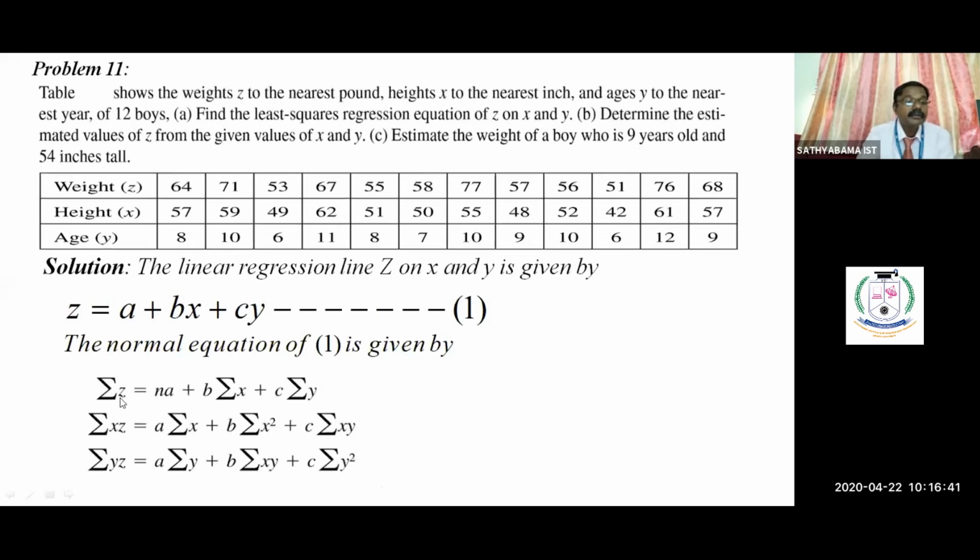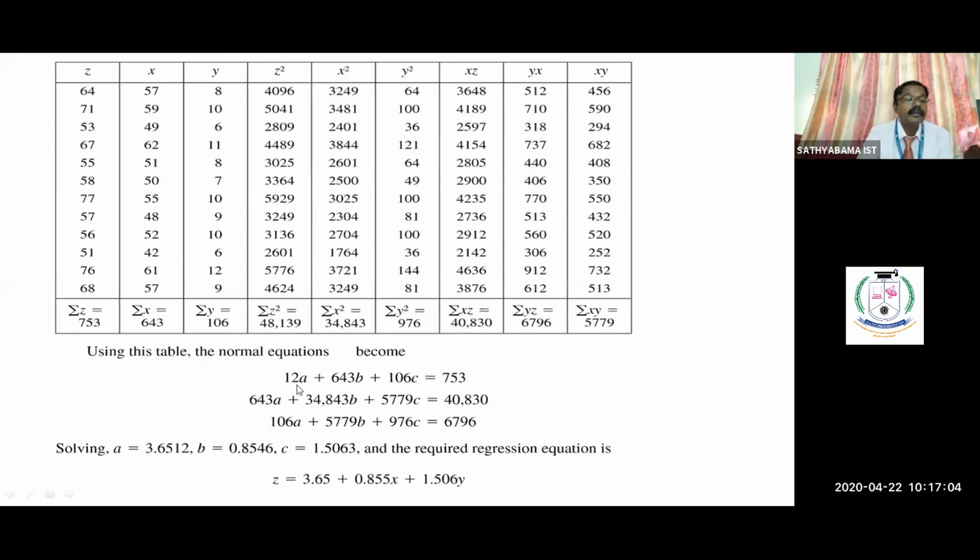After calculating all the values, we have calculated sigma Z. N is what? The number of data. 12 data. Okay, N is 12. We don't know what is A. That is what you have to find. So we get 12A plus 63B plus C equal to this value. From the table, we have found the normal equation. These three are the normal equations.